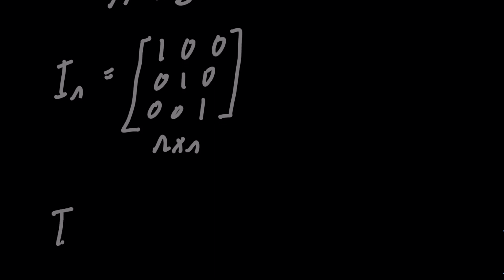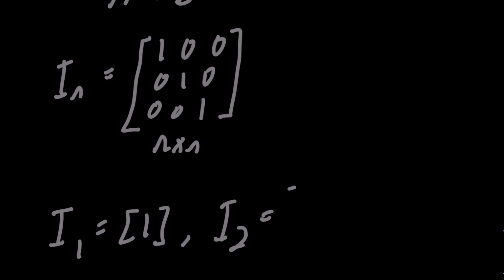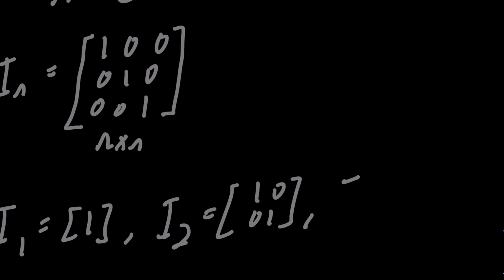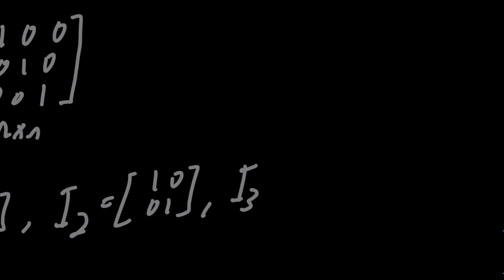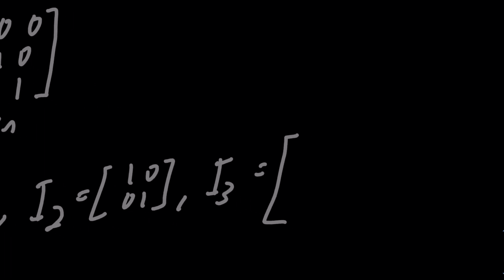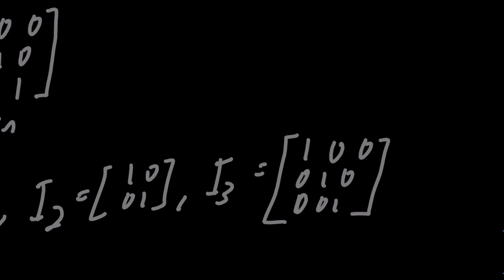So if n was equal to 1, we would get a 1 by 1 matrix, and if n was equal to 2, we get a 2 by 2 matrix. And what happens if n was 3? If you said it was going to be a 3 by 3 matrix, you are absolutely right. Yes, that is correct. And of course, you get a diagonal with 3 ones.